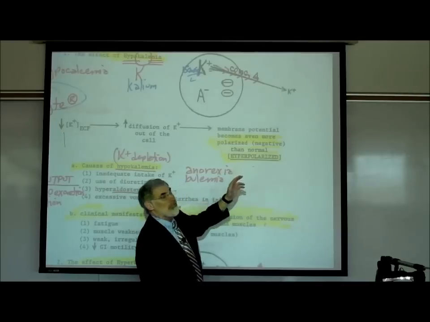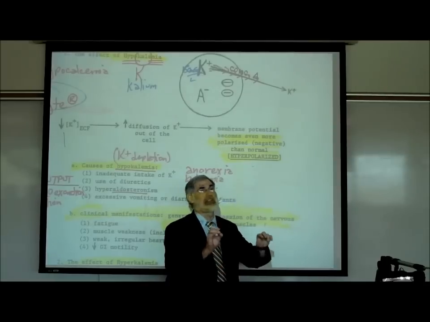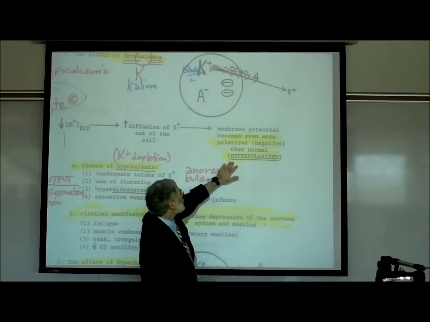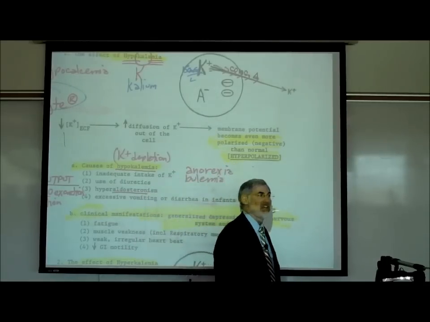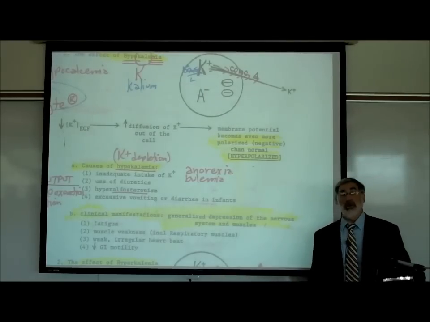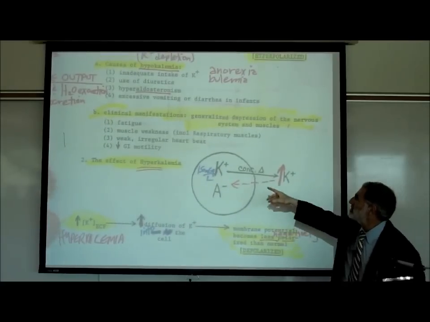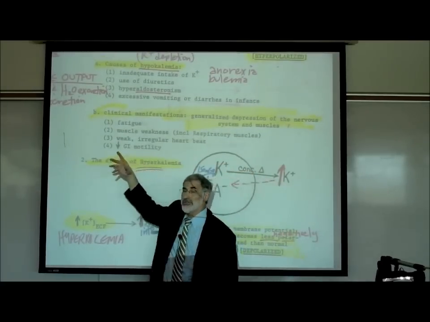So it starts to go from minus 90 to minus 95 to minus 100 to minus 105. This is called hyperpolarized. It's becoming more negative than normal. So we're thinking, okay, so what? What is that going to do? So the clinical symptoms, the manifestations are this.